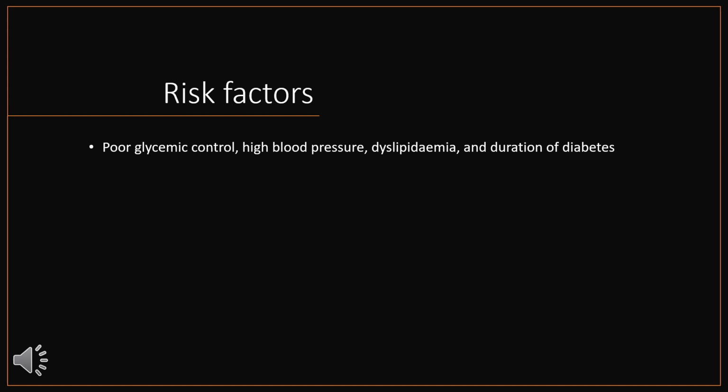Risk factors. Several risk factors increase the risk of developing diabetic retinopathy. The most important modifiable risk factors include poor glycemic control, hypertension, and dyslipidemia. Non-modifiable risk factors include the duration of diabetes, type 1 diabetes with long disease duration, and pregnancy. Importantly, improving modifiable risk factors can slow the disease progression.